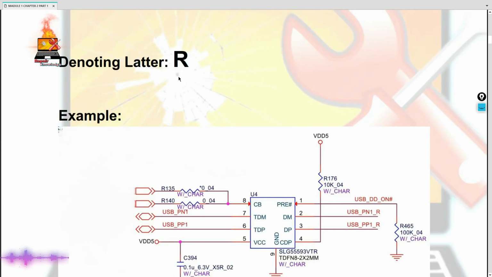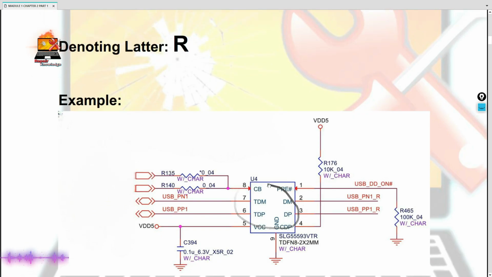Now, the denoting letter, meaning the identity of the resistor in a diagram. Its identity is R. As an example, you see below here I have a small circuit, and see here R135 is written and the symbol is also attached here. So here we get double confirmation that this is definitely a resistor.